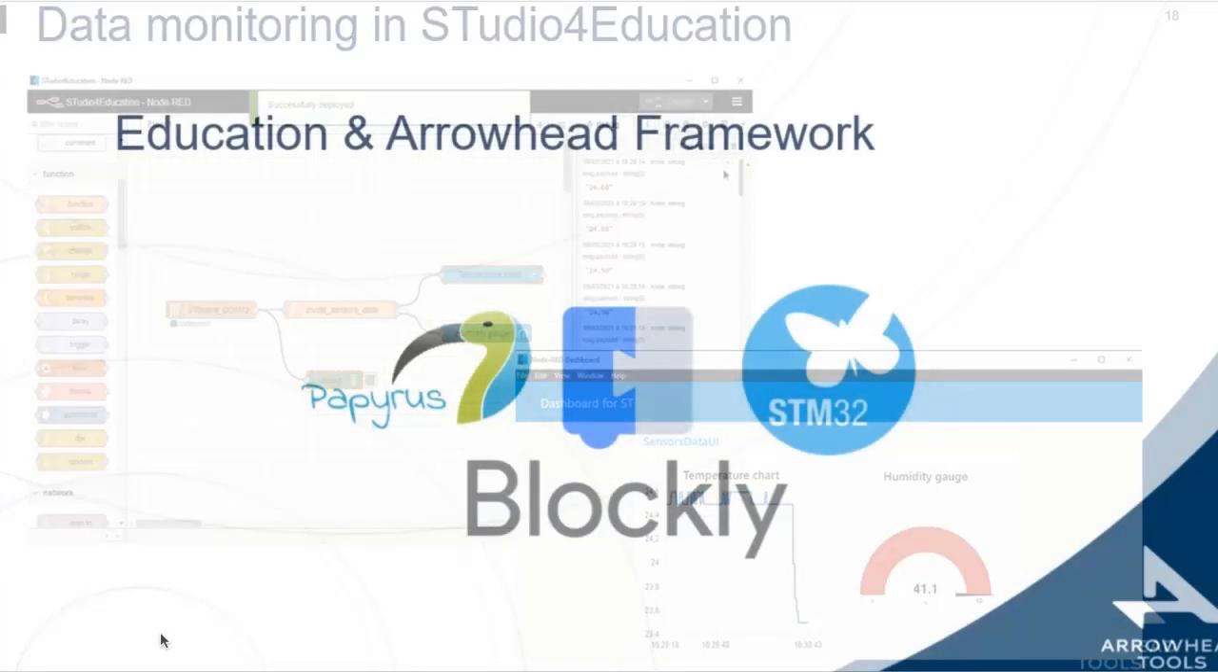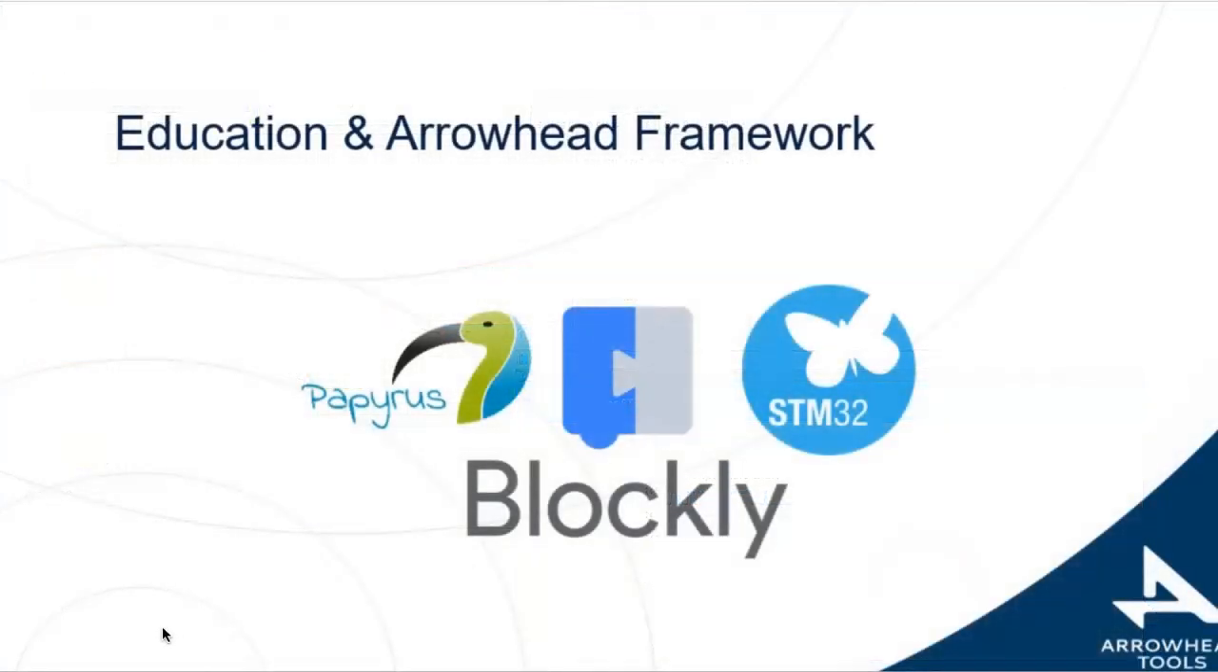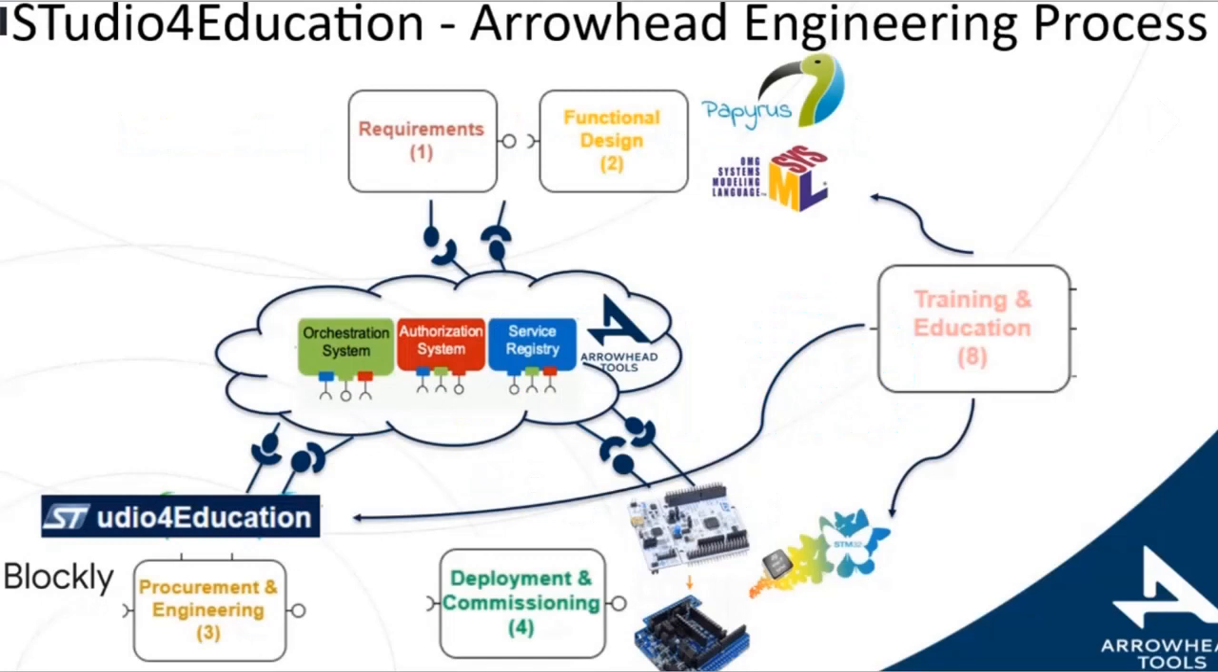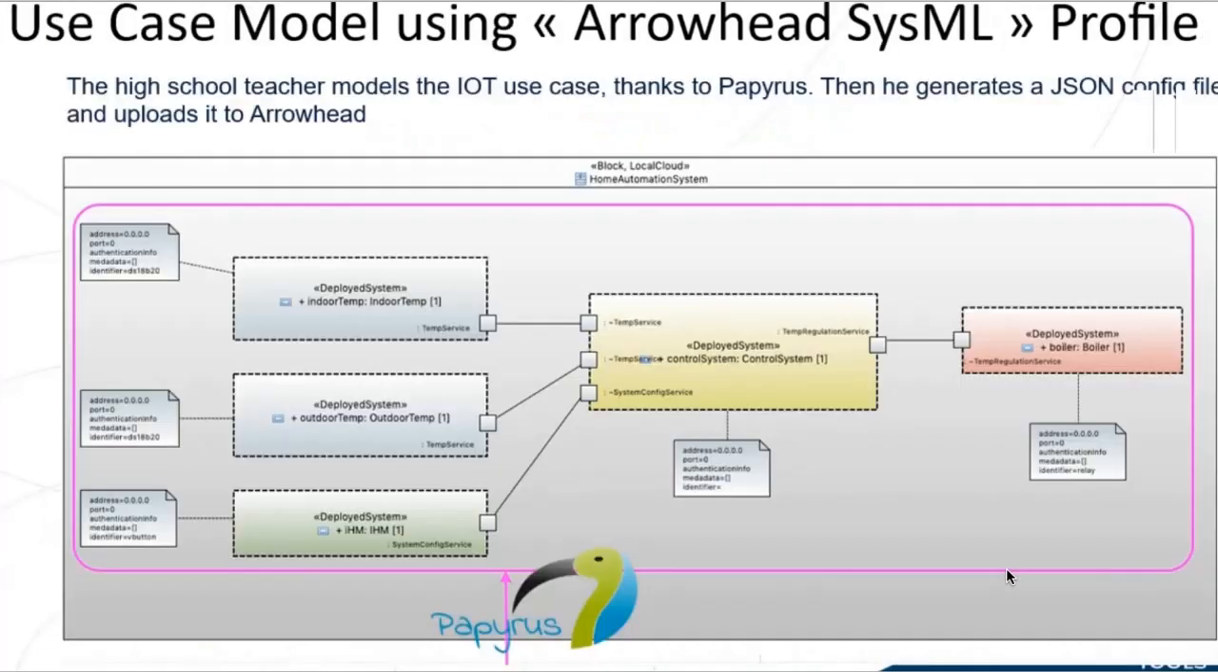In Studio4Education, we are using three tools: Papyrus, Blockly, and the STM32 development environment. These three tools are connected together using the Arrowhead framework. We are using Papyrus for the requirement and functional design of an application. We are using Blockly for the procurement and the engineering of this application that has been designed in Papyrus. And then the STM32 development environment is used for the deployment and the commissioning of the application.